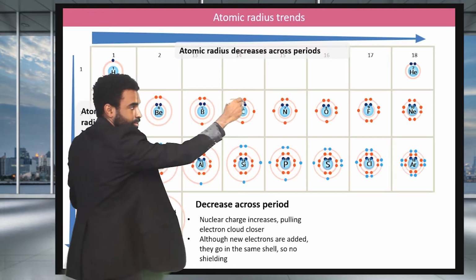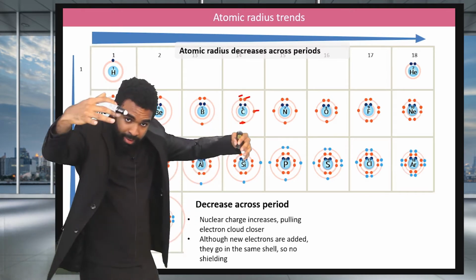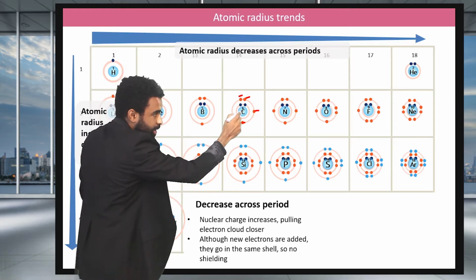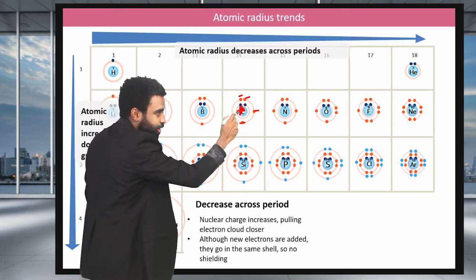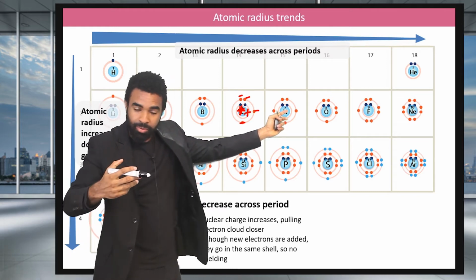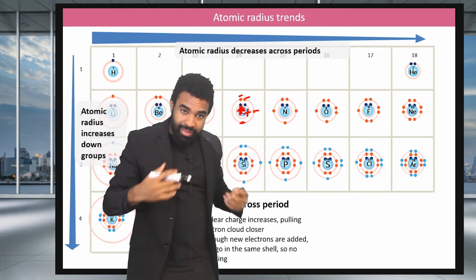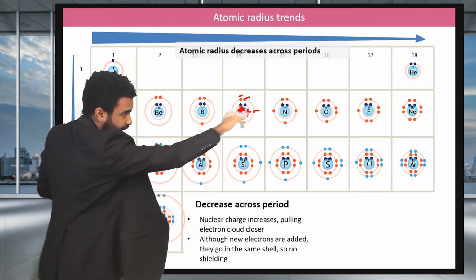So we have negatively charged electrons, right, orbiting a nucleus. What's holding them close to the nucleus? It must be the protons in that nucleus, that positive charge. And the number here, the atomic number, tells us how many protons. So the more protons, the more those electrons are pulled in, and therefore the smaller the atom as we go across.